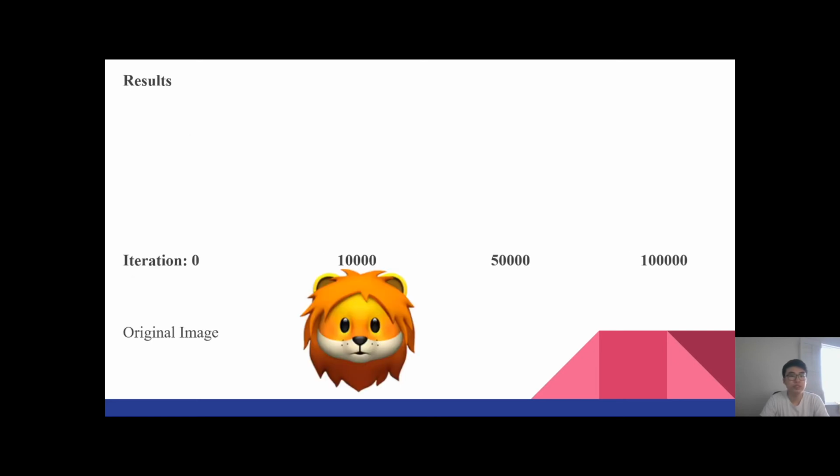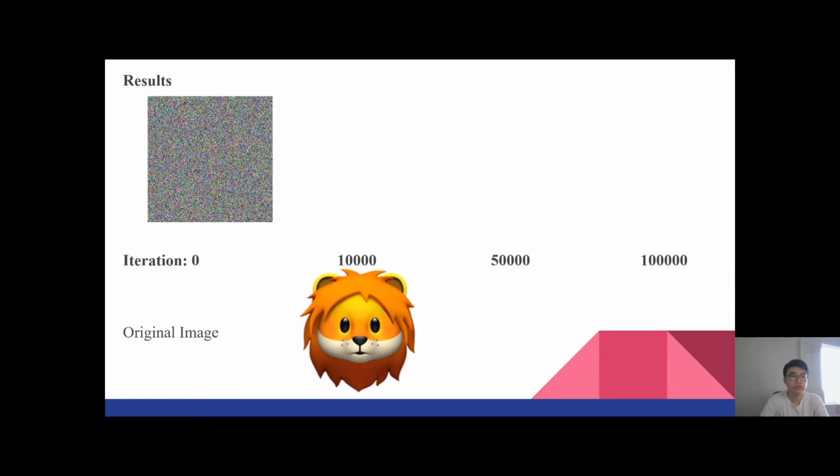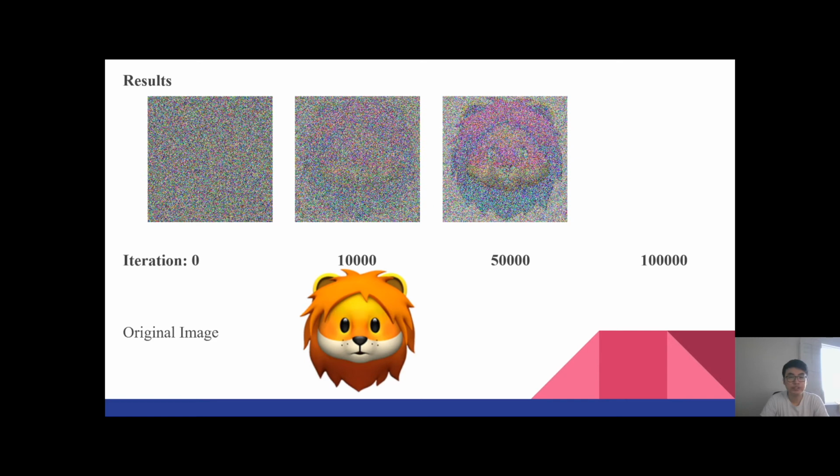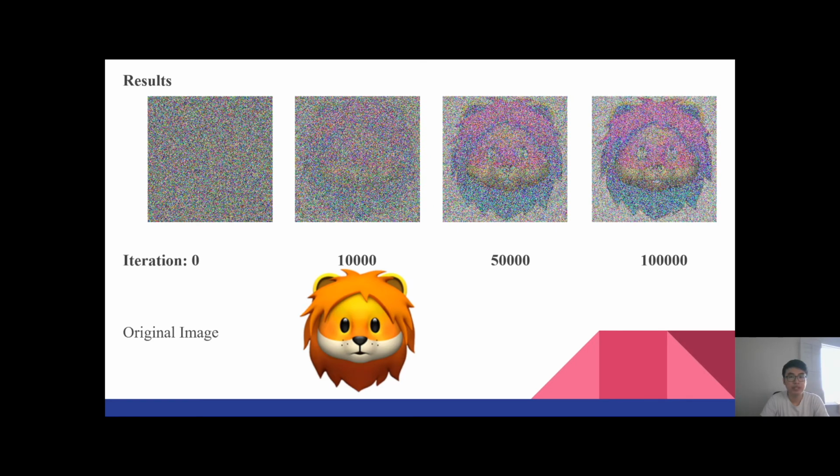As the result, you can see this is our original image. At the first iteration, we create a random matrix that is basically nothing besides very simple pixels. At 10,000 iterations, you can see the lion image starting to form. At 50,000 iterations, you can see the image of the lion better. At 100,000 iterations, compared to 50,000 iterations, this one looks better.